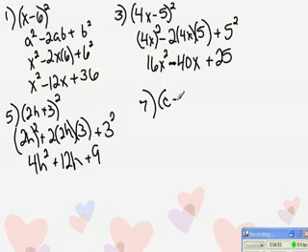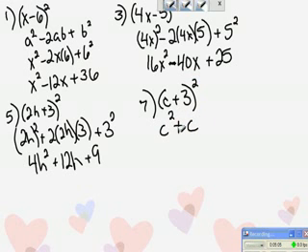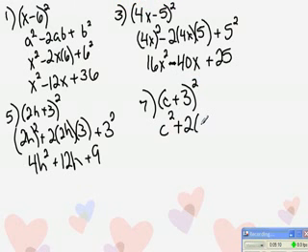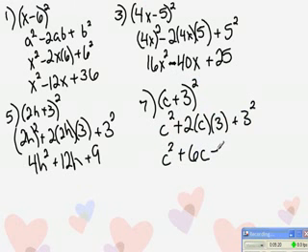On to number 7. Number 7 is again the square of a sum, which means it's going to be the first one squared plus the first one. Sorry, oops, I missed my 2. 2 times the first one times the second one plus second one squared. Can't do anything to c squared. 2 times 3 becomes 6c. 3 squared is 9.